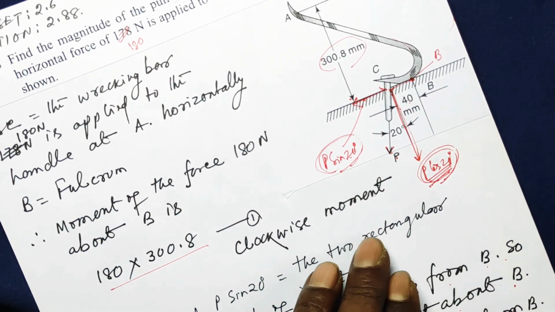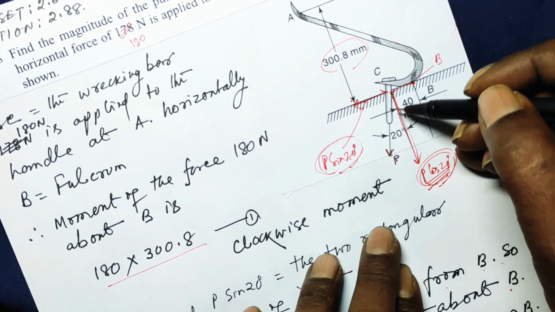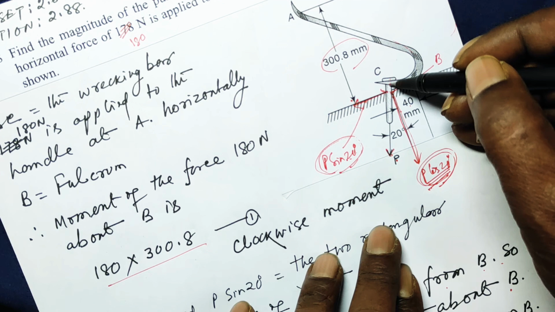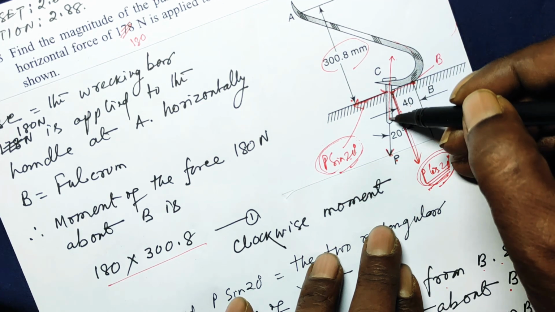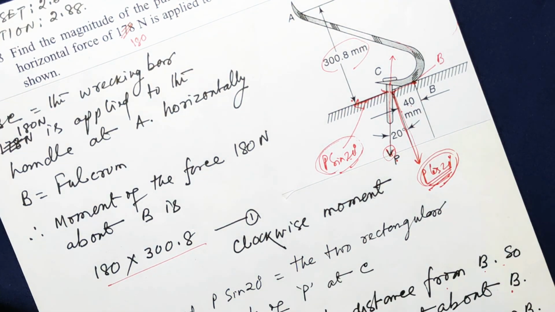So you might be wondering why P is to this side. Look, there must be an action-reaction force. Whatever action force we are providing to this side, the same reaction force is to this side. So I have taken P to this side. So very simple. I have not redone the diagram for you.